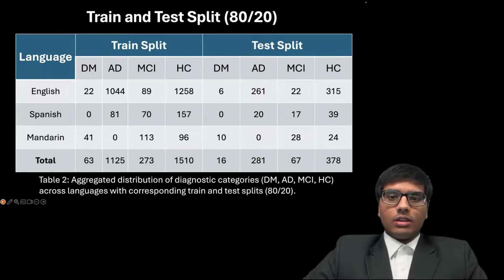Train and test splits. 80% of the data was used to train, and 20% of the data was used to test across 4 categories of dementia, Alzheimer's, mild cognitive impairment, and healthy control.